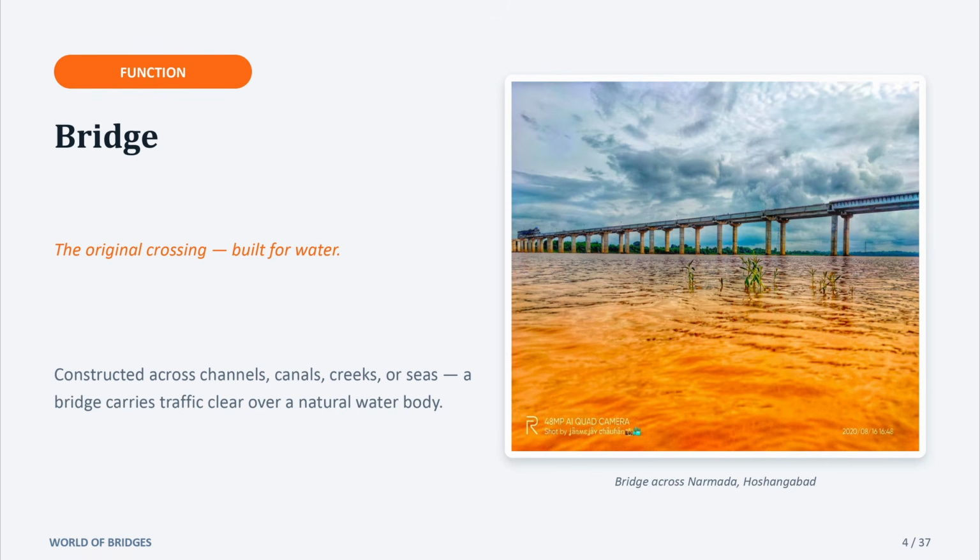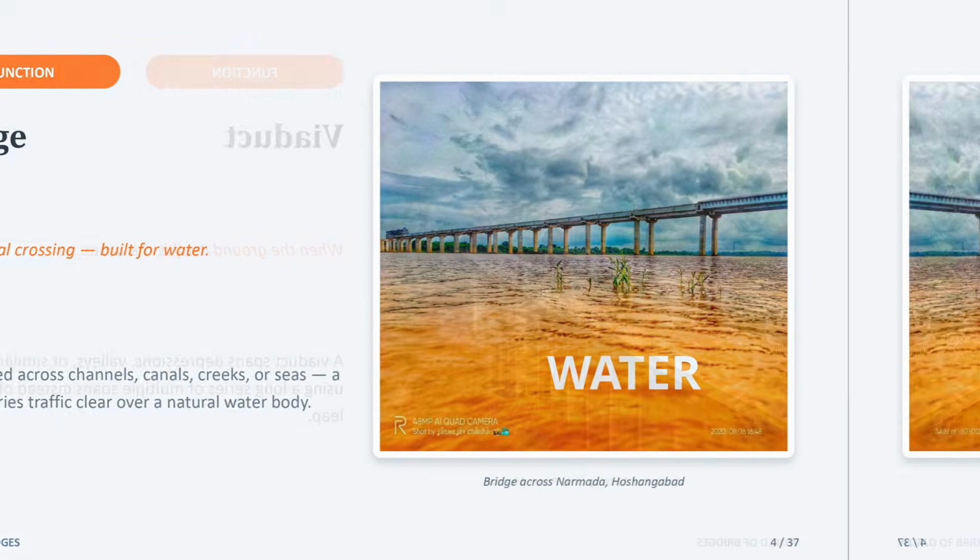First, the original definition. A bridge, in the strictest sense, is built across a channel, canal, creek or sea. It's crossing water. This one is the bridge over the Narmada at Hoshangabad, designed by Tech Tangent. Everything else on this list is a variation on the basic idea, just crossing something other than water.